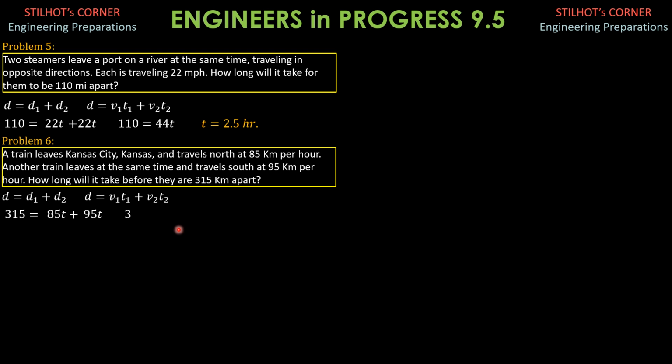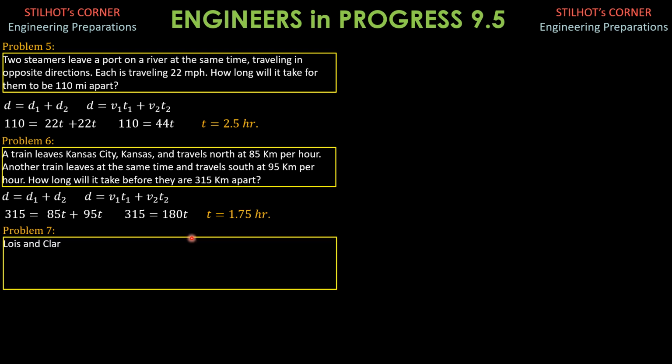So 315 equals 180t. Therefore t is 315 over 180, and that is 7/4 hours or 1.75 hours. So the two trains will be 315 kilometers apart after 1.75 hours.